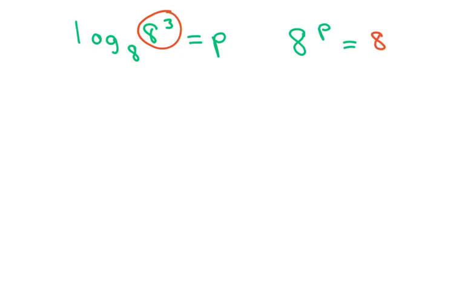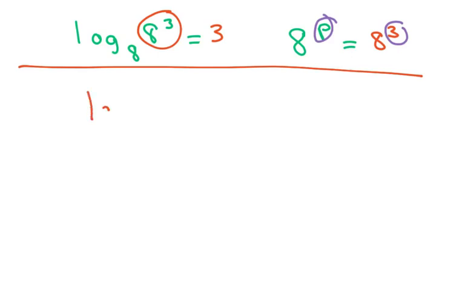We have log base 8 of 8 cubed. So we set this to p and rewrite it: 8 to the p equals my value. My value is 8 cubed. So clearly my p is 3, because we want the left side to look like the right side.